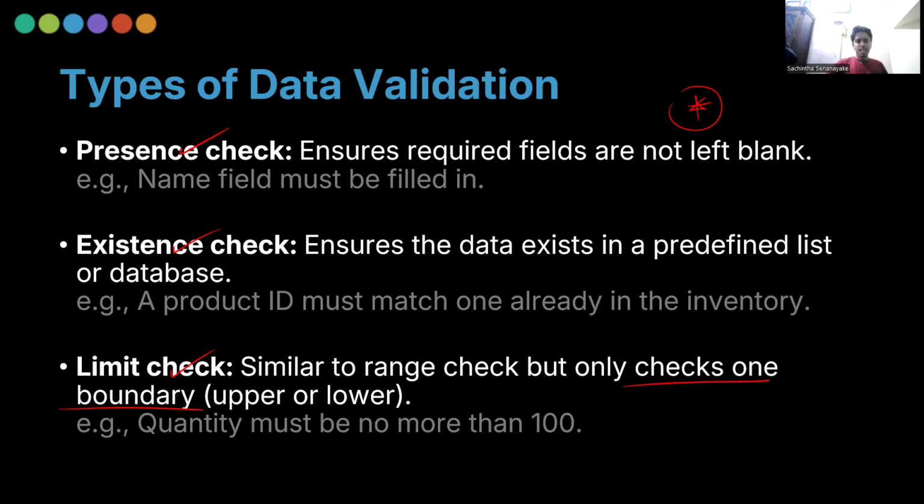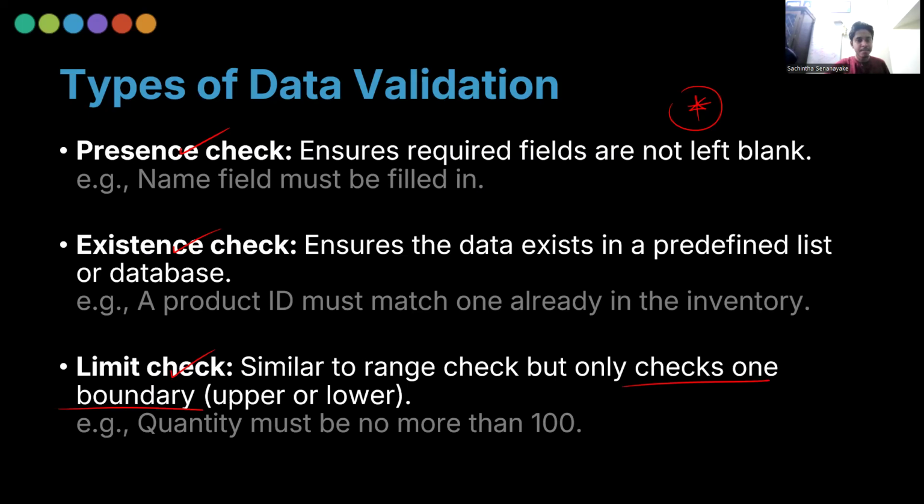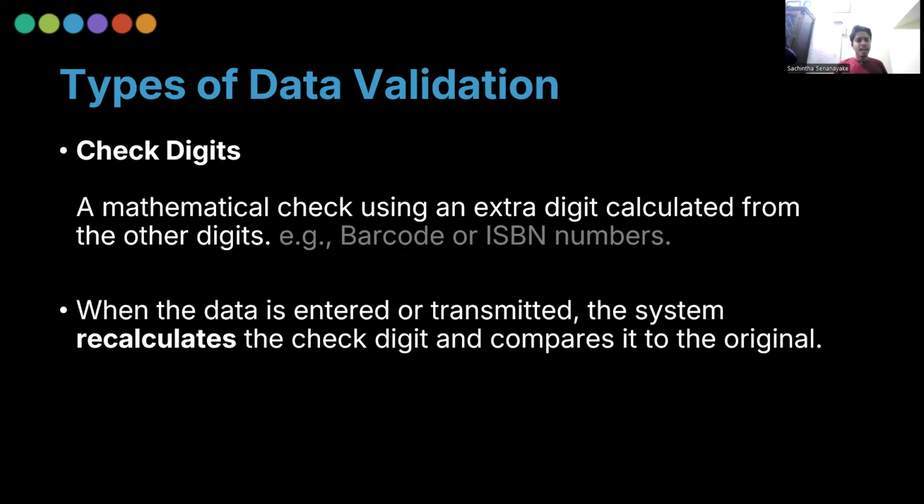That's all. So we have presence check, existence check, and limit check. And previously we discussed range check, format check, and length check. So take these 6 types of data validation methods, all of which you should try your best to keep in mind. Then finally, we have a very interesting type of data validation called the check digit, which is a mathematical check using an extra digit calculated from the other digits of the data.